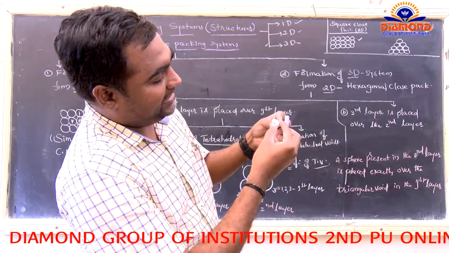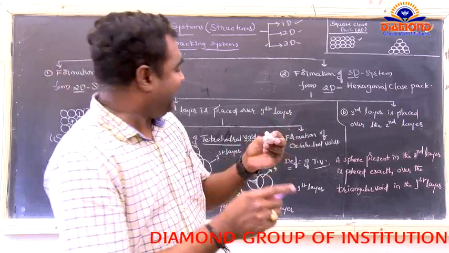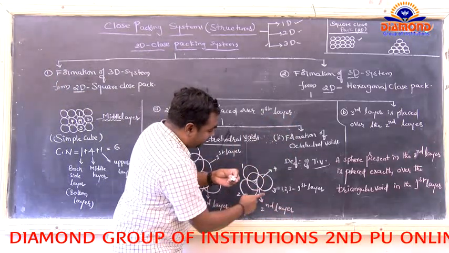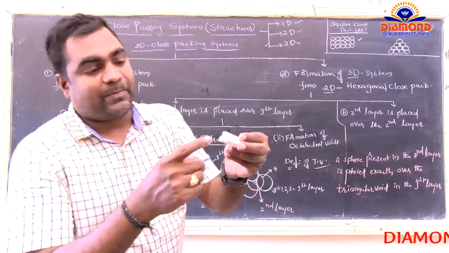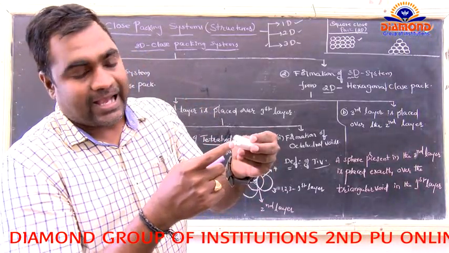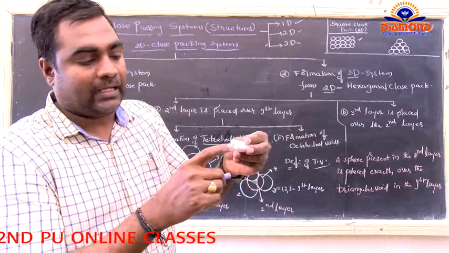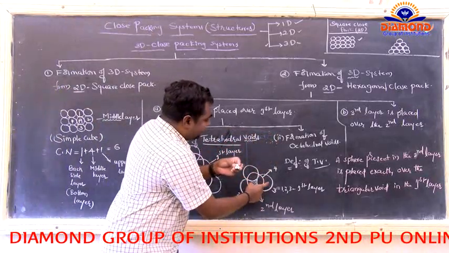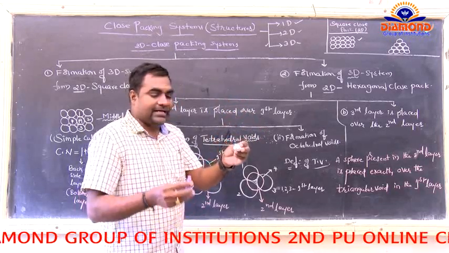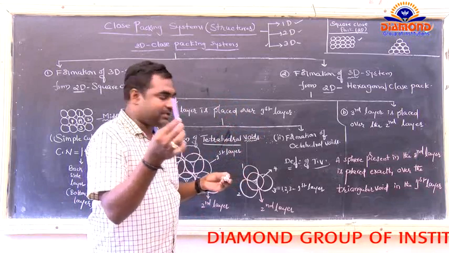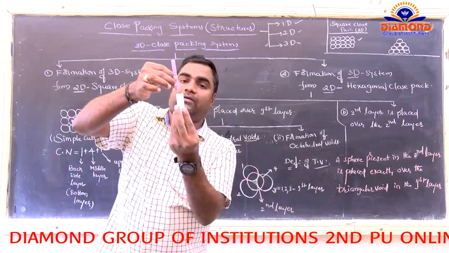So we got the empty space. Empty space is present in between the three spheres. The first atom, second atom and third atom form the triangular void. The space in between these three atoms is taken as a void. Now these three spheres are present in the first layer, and another atom present in the second layer is placed over this one.